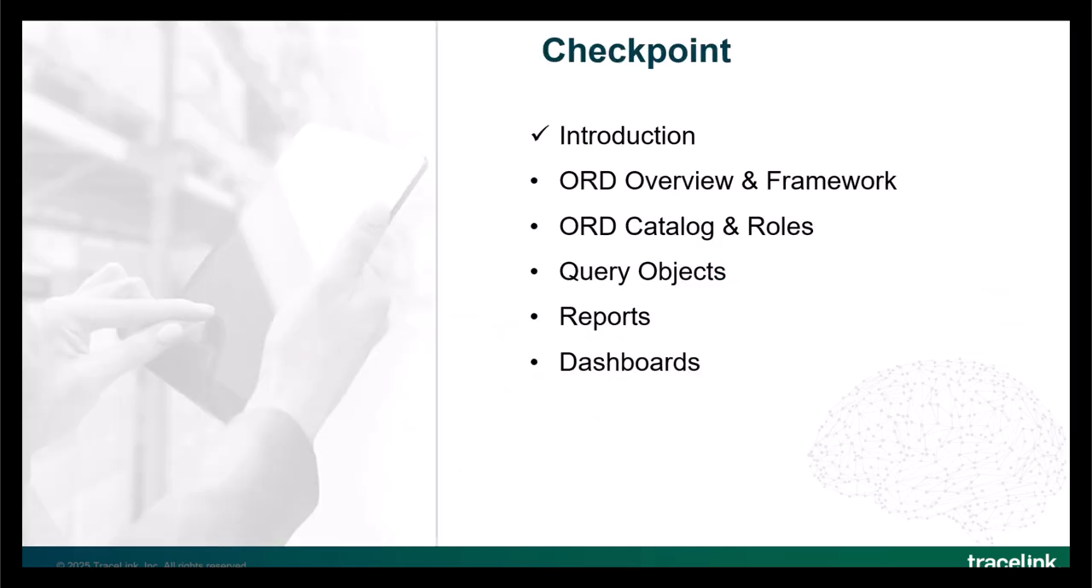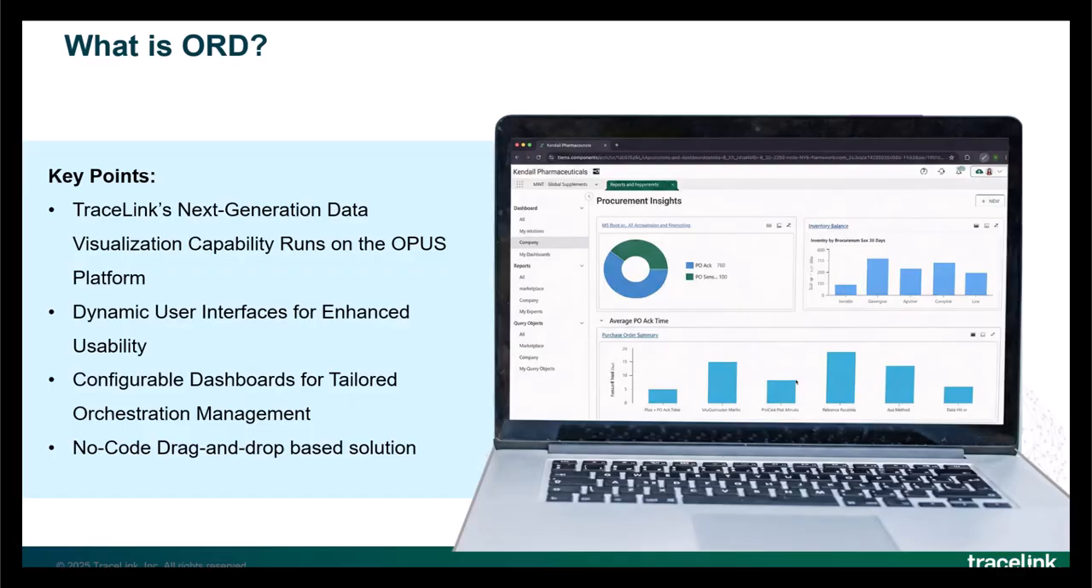Now on to an ORD overview and framework. When we talk about helping Myra answer her key questions, OPUS Reports and Dashboards, what we'll call ORD, is the main tool we'll be using. ORD is TraceLink's next-generation data visualization capability that runs on the OPUS platform. It gives you real-time visibility into the data from your licensed TraceLink products based on the business objects that matter to you, like T2 documents, deliveries, and many others.